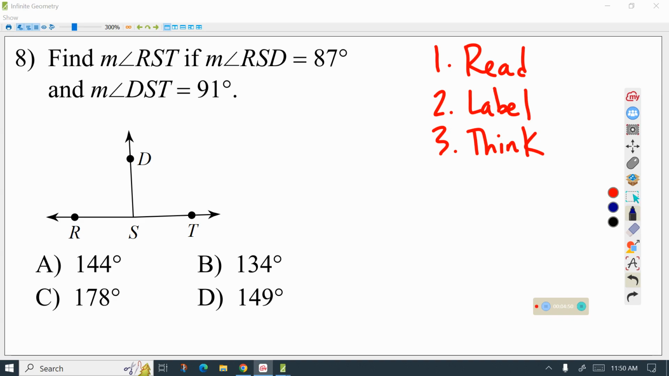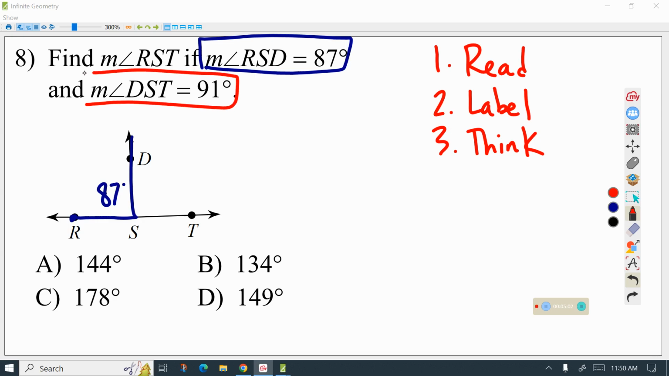Well, the first part that we want to understand is RSD is 87. So I'll go highlight that. RSD, 87. Okay. And the next one, DST, is 91. So we'll go to D, then S, and then T. Okay, so that angle is 91.